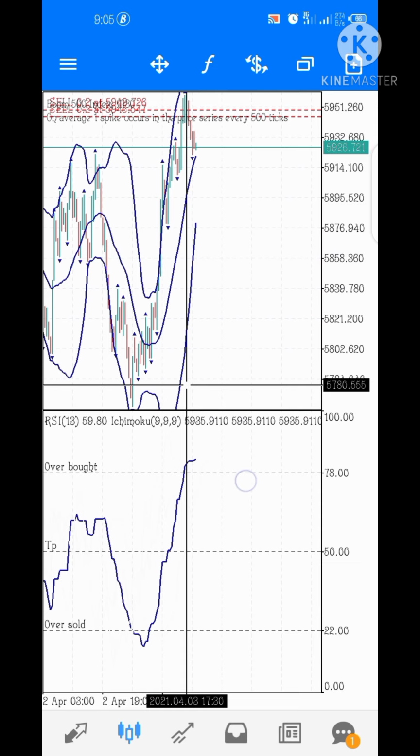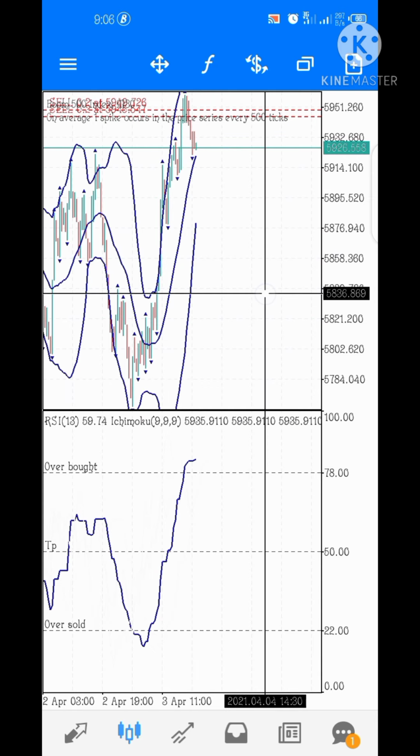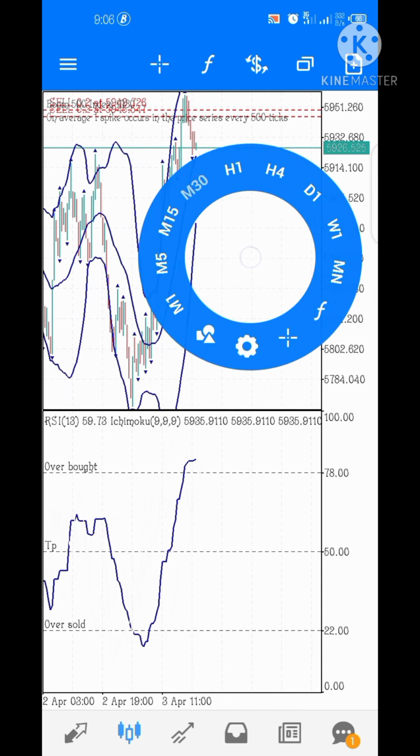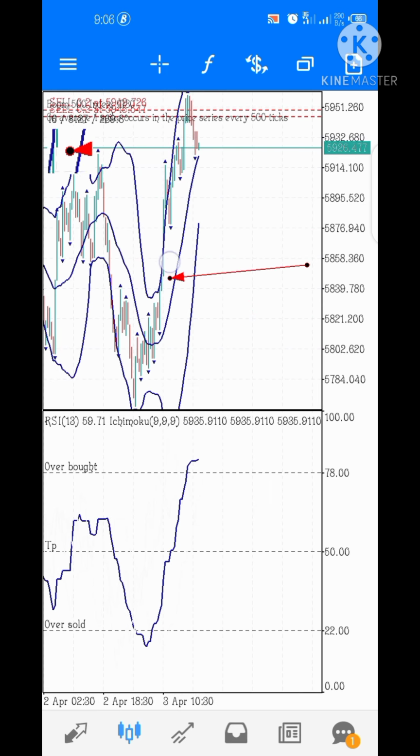Then if you want to enter a sell trade, one, the chart must touch the Bollinger Band, the first Bollinger Band counting from the top, like this Bollinger Band, this line, or be very close to the Bollinger Band.